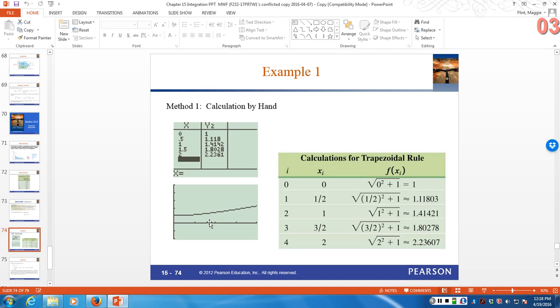So basically the length of this edge is 1, because that's where x equals 0. The length of the edge of the trapezoid here is going to be 1.11803, because that's where x is equal to 1/2. Then this is where x is equal to 1, and the length of the line there is going to be 1.41 and 1.802, and the last one is going to be 2.23607. You would just plug those into the trapezoid formula and get the area of the trapezoids.